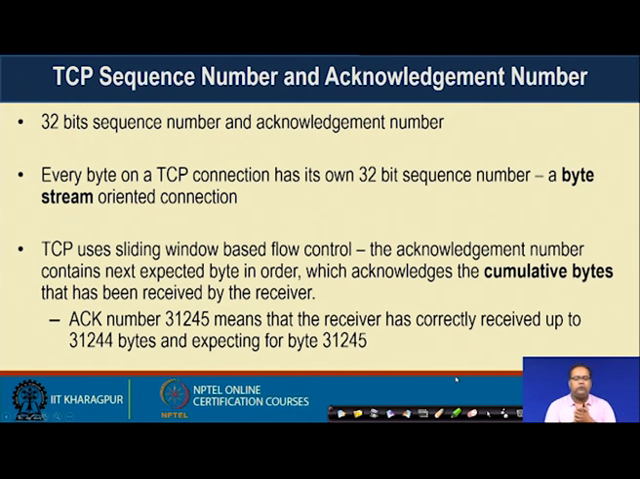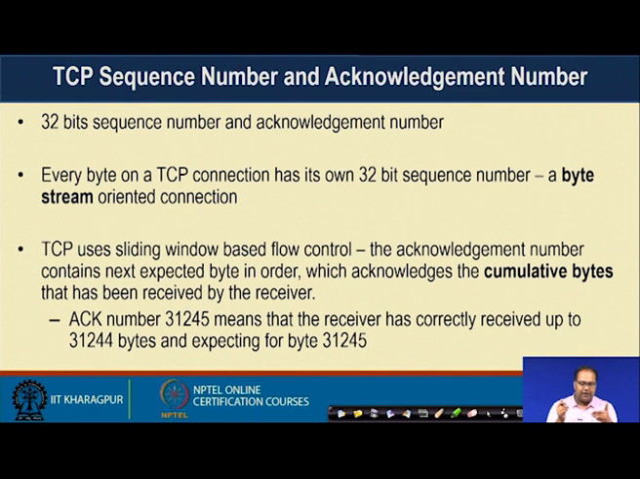Well, we have looked into the TCP sequence number and the acknowledgement number. It uses a 32-bit sequence number and a 32-bit acknowledgement number. Every byte on a TCP connection has its own 32-bit sequence number, because it is a byte stream oriented protocol that we have seen. TCP uses sliding window based flow control. The acknowledgement number contains the next expected byte in order, which acknowledges the cumulative bytes that have been received by the receiver.